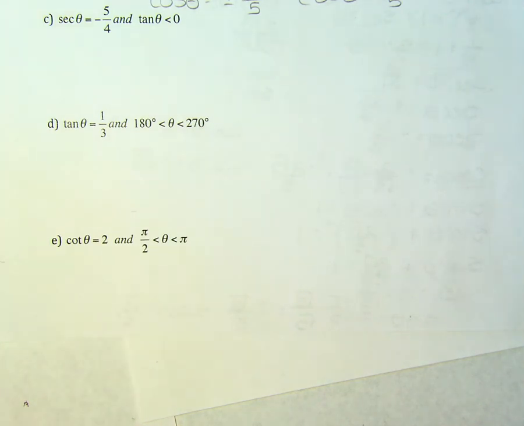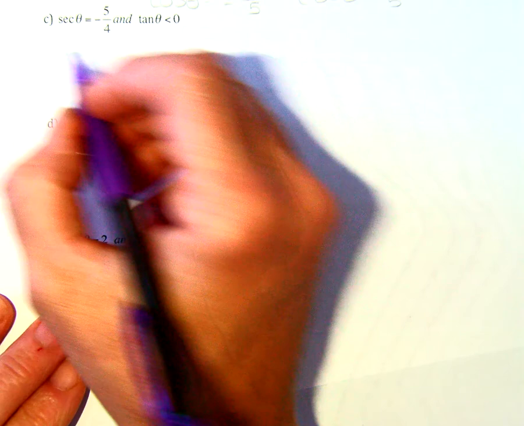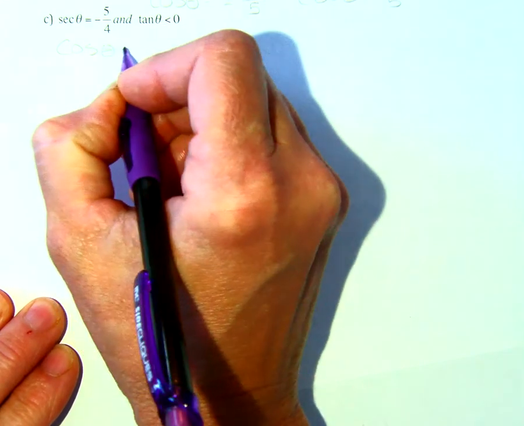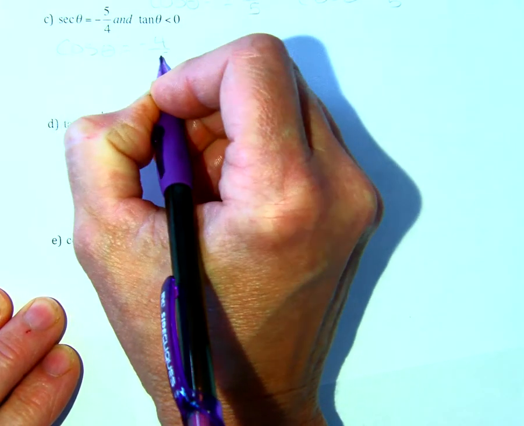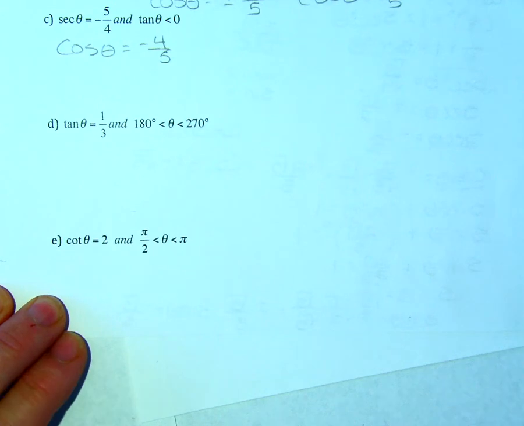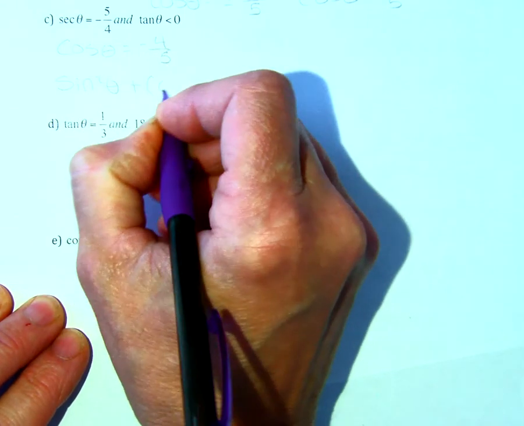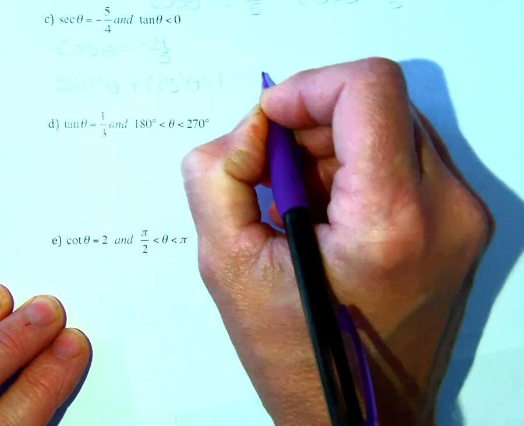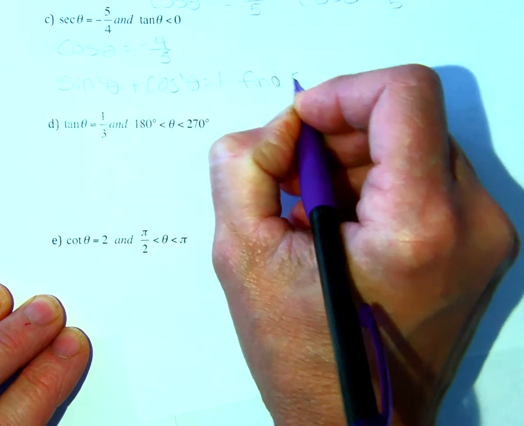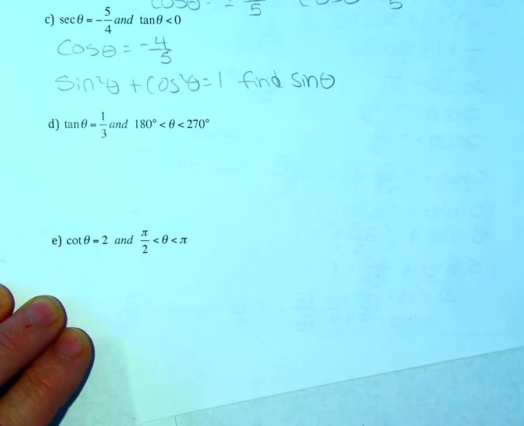So looking at letter C, you're given secant. Again, you always want to be trying to think, if I need all of them, I want sine and I want cosine. Well, what do you know about secant? Well, its reciprocal is cosine. So you can find cosine right off the bat there. Then you can just go to this formula to find sine. And you're good to go.